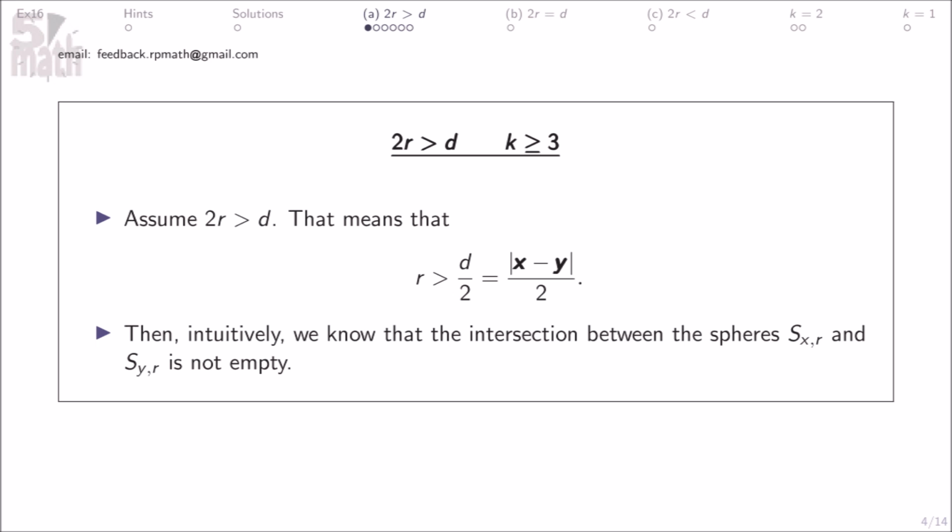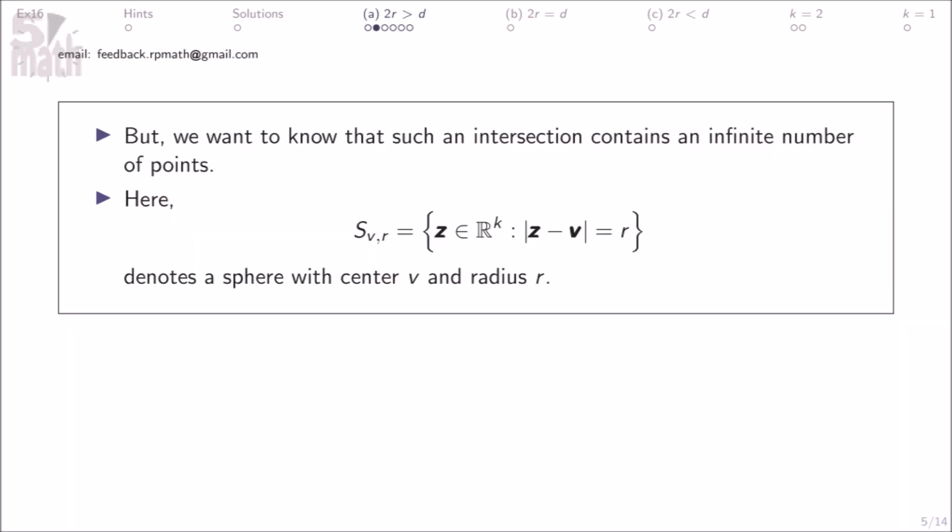Assume 2r > d. That means that r > d/2 = |x − y|/2. Then, intuitively, we know that the intersection between the spheres S(x,r) and S(y,r) is not empty. But we want to know that such an intersection contains an infinite number of points. Here, S(v,R) denotes a sphere with center v and radius R.